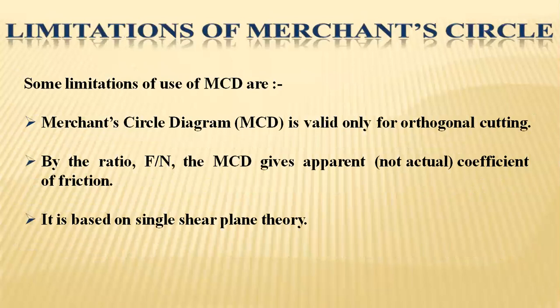Coming to the limitations of this Merchant diagram, it is valid only for orthogonal cutting, not oblique cutting, because only two-dimensional representations can be used for the detailed analysis calculations. By the ratio of force and normal force, the Merchant circle diagram gives an apparent coefficient of friction, but not the actual coefficient of friction, that is mu. It is based only on the single shear plane theory.